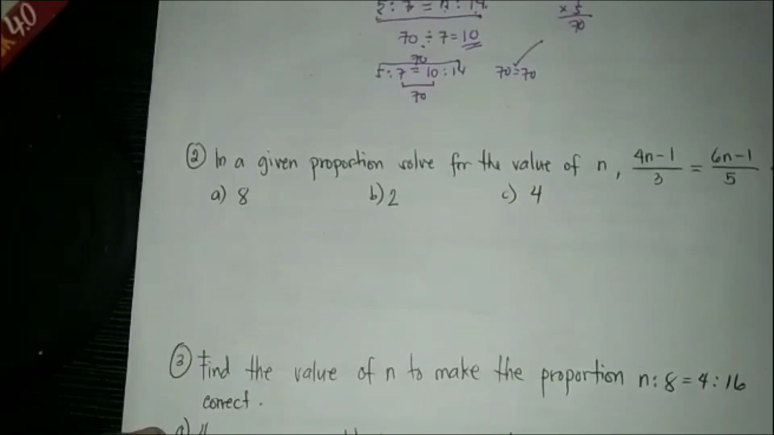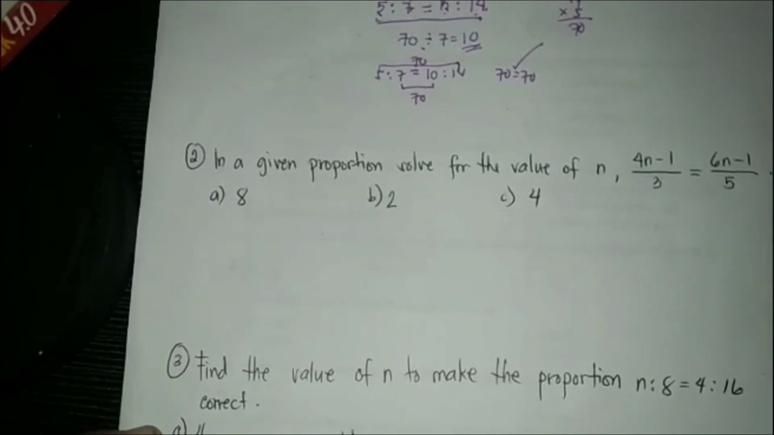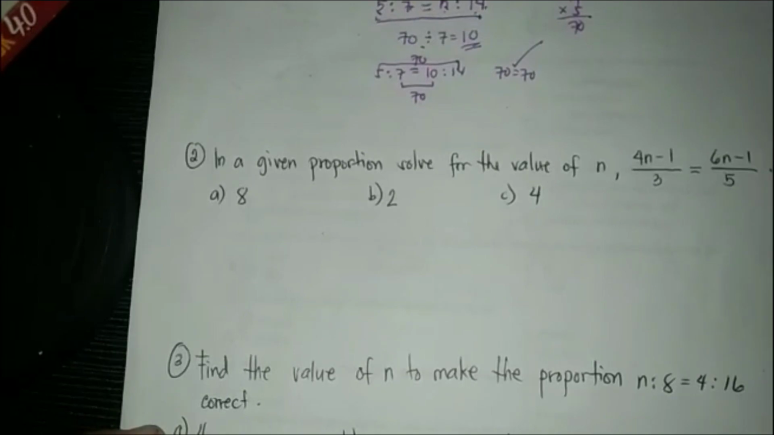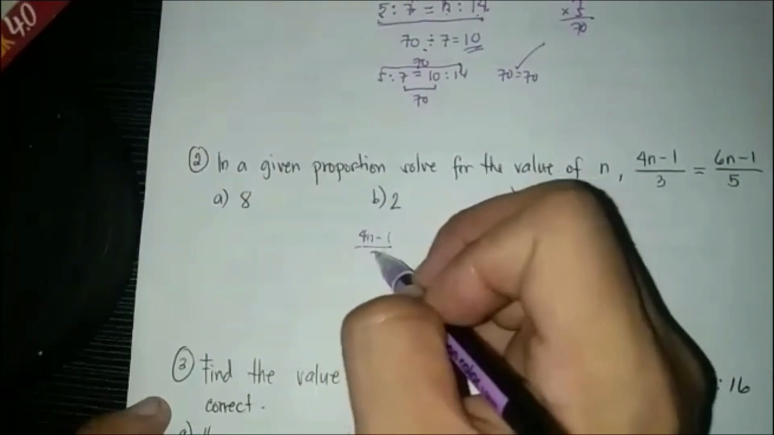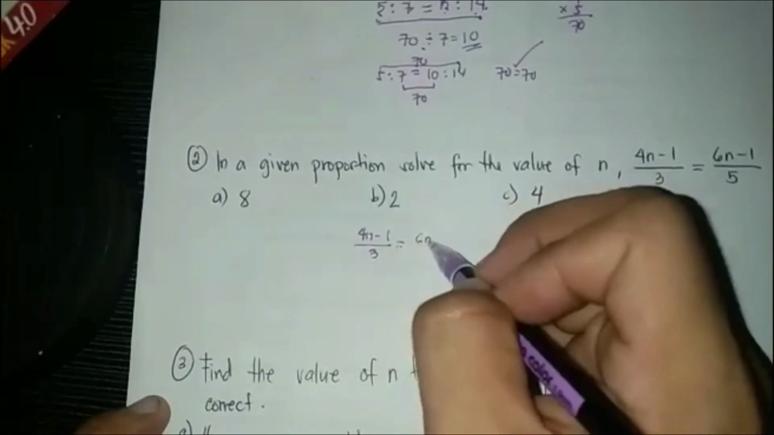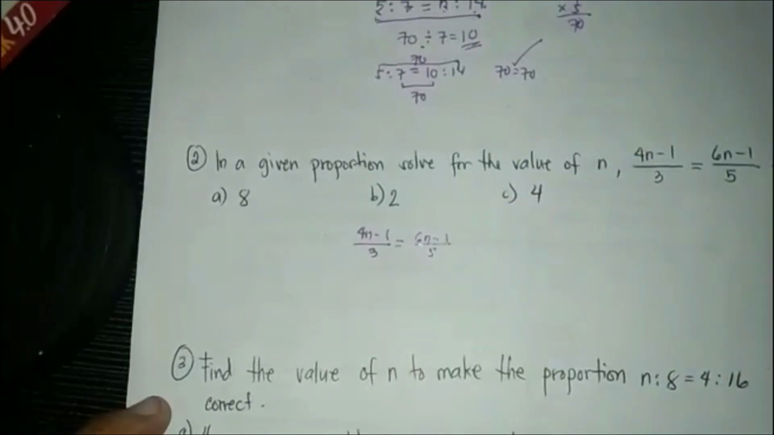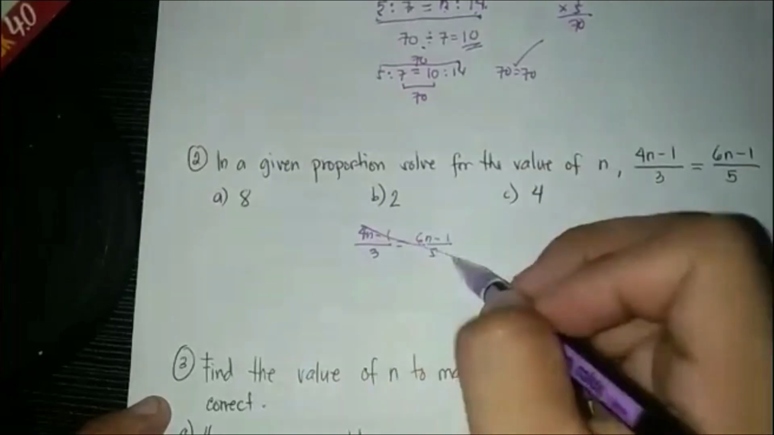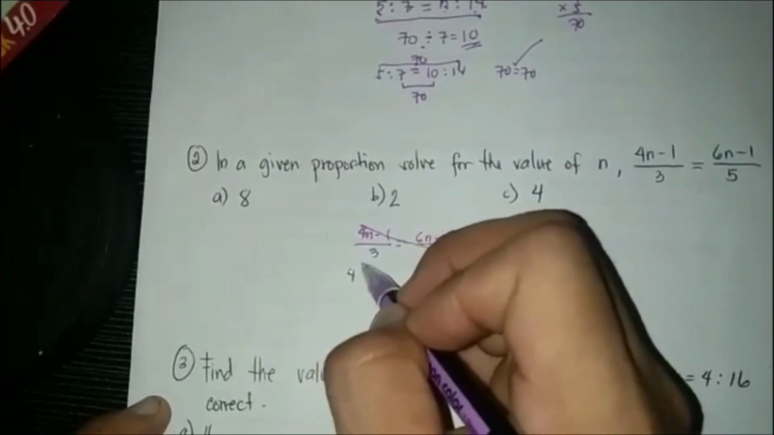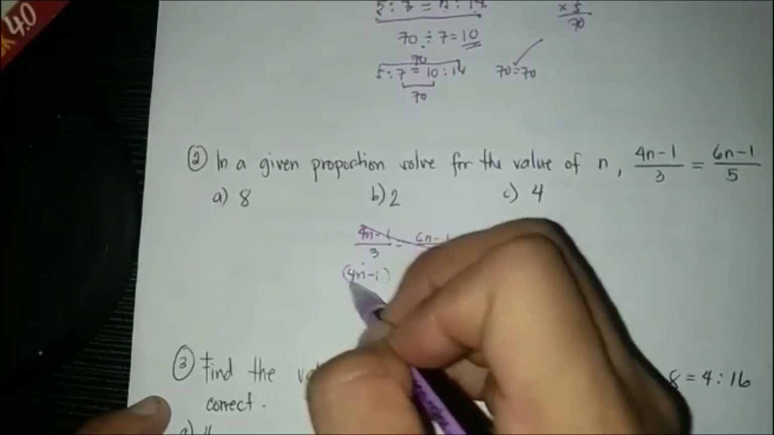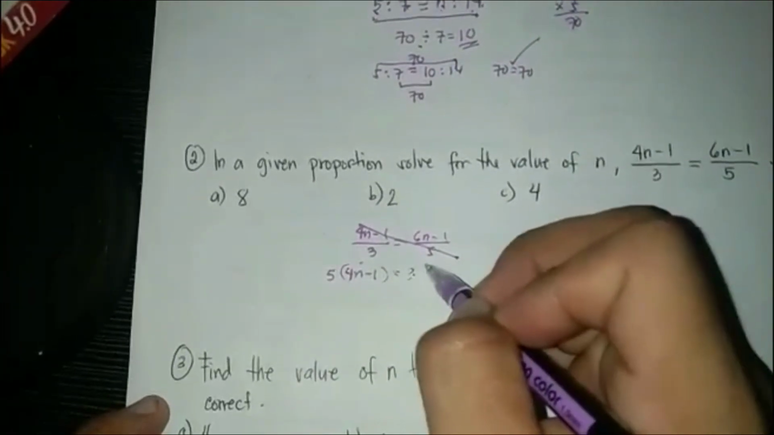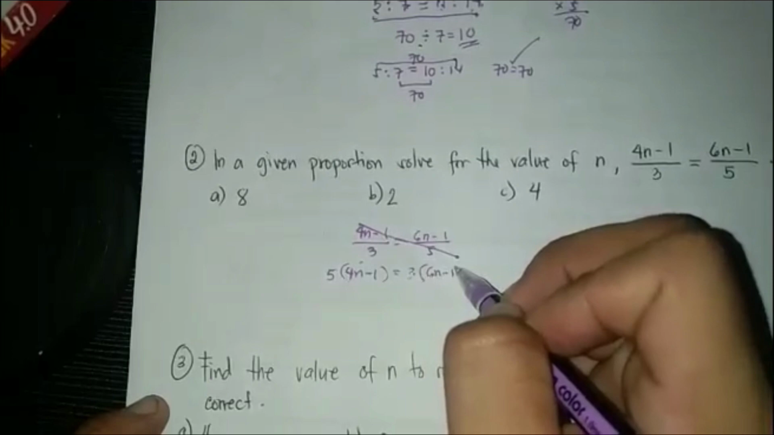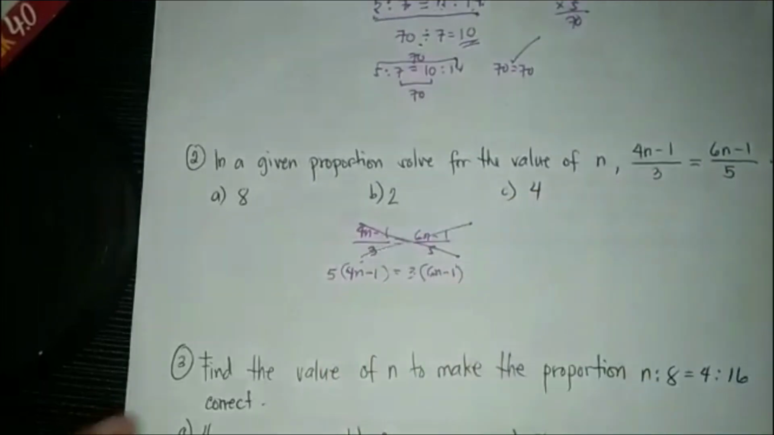Okay, number 2. In a given proportion, solve for the value of n. So meron tayo ditong algebra type, naka-fraction form. So basic. Gagamitin natin dito cross multiplication method. So 4n minus 1 times 5 equals 3 times 6n minus 1. Multiply natin yan.